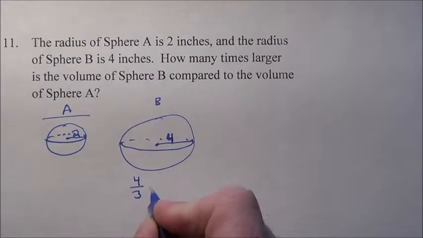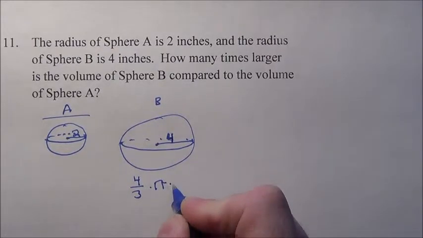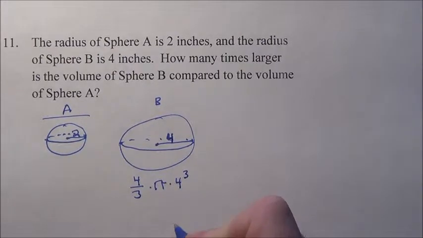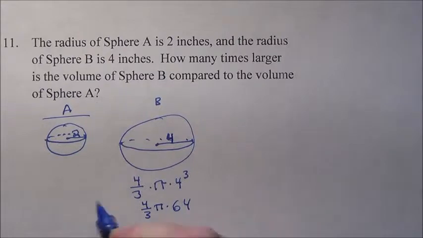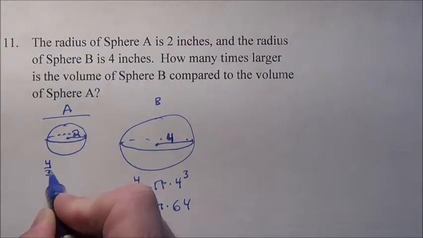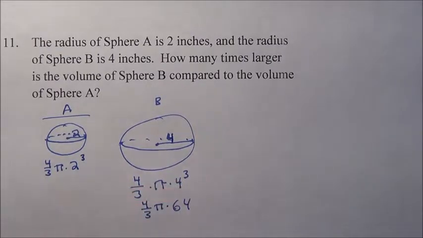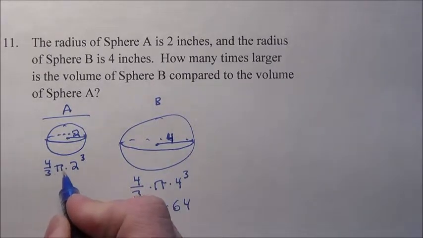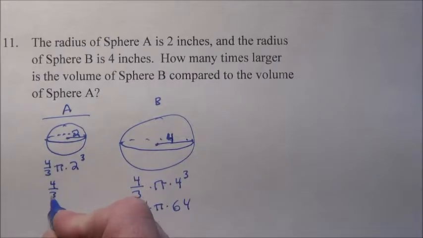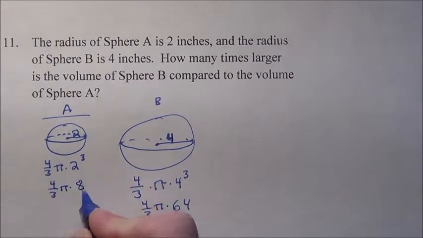The formula is 4/3 times pi times the radius cubed. So that's going to be 64. So I'm going to get 4/3 times pi times 64. Over here, 4/3 times pi times the radius 2 cubed, that's going to be 4/3 times pi times 8.